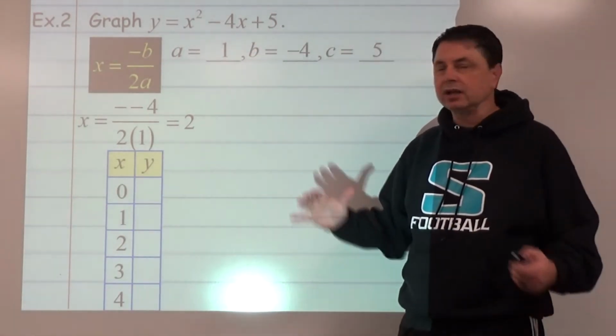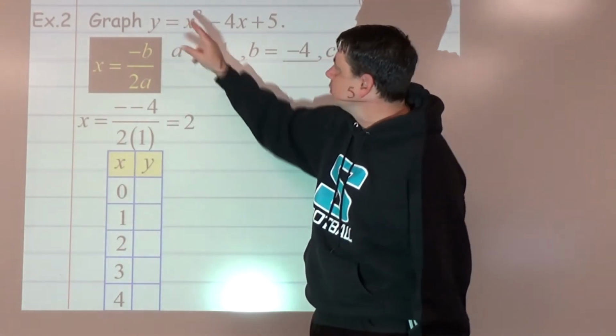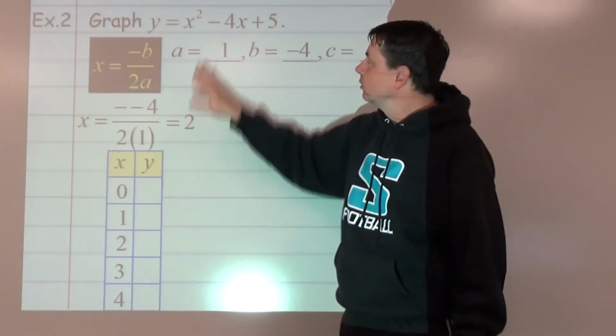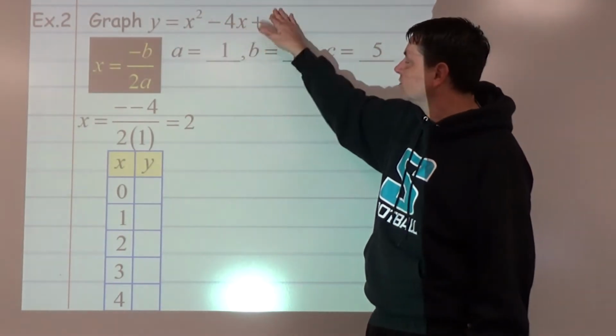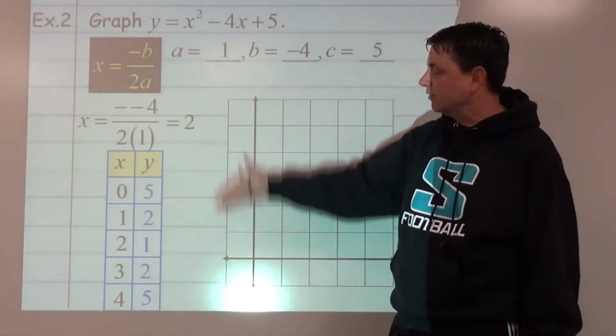A little bit more challenging in terms of our evaluating is substitute in a 0. Zeros are generally pretty easy though. 0 squared, 0. Minus 4 times 0, 0. Plus 5, we would get 5. We can do that for the other ones.